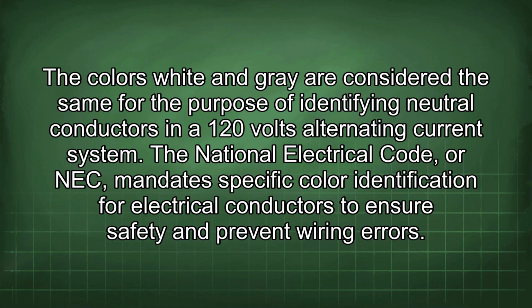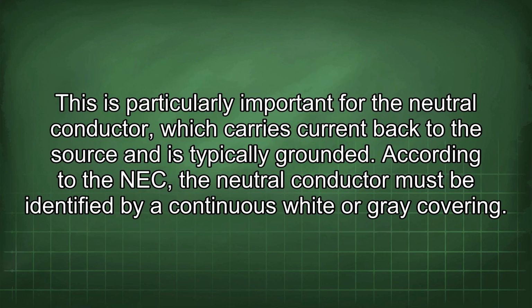Colors white and gray are considered the same for the purpose of identifying neutral conductors in a 120 volts alternating current system. The National Electrical Code, or NEC, mandates specific color identification for electrical conductors to ensure safety and prevent wiring errors. This is particularly important for the neutral conductor, which carries current back to the source and is typically grounded. According to the NEC, the neutral conductor must be identified by a continuous white or gray covering.